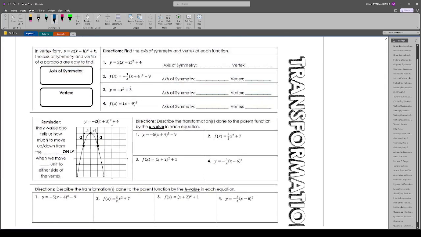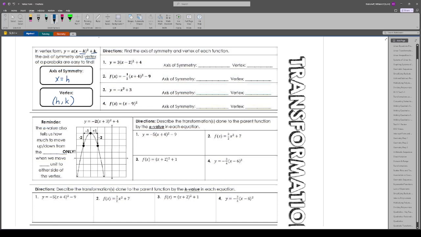In vertex form, y equals a times x minus h squared plus k. That tells us the axis of symmetry h and the maximum or minimum value k directly from this version, which is why I say it is the best version of quadratics. It makes it very easy to find the vertex, easy to graph it. It's really good. So our axis of symmetry is x equals h, remembering that h is the opposite of what we see there. Our vertex is h comma k.